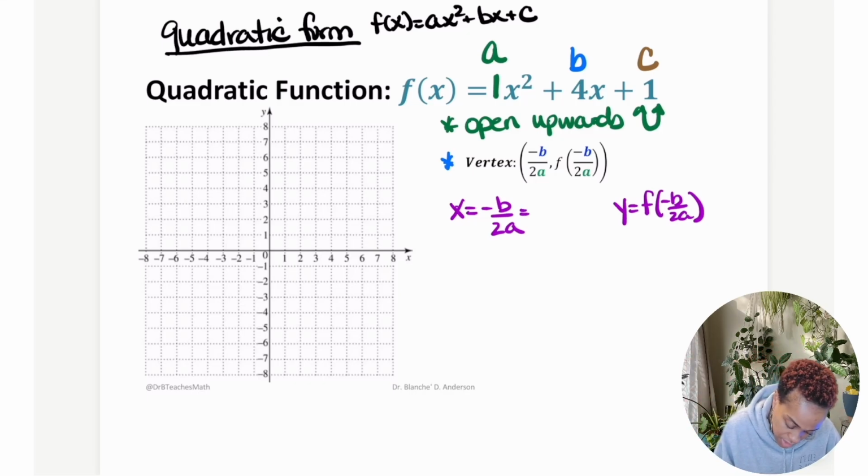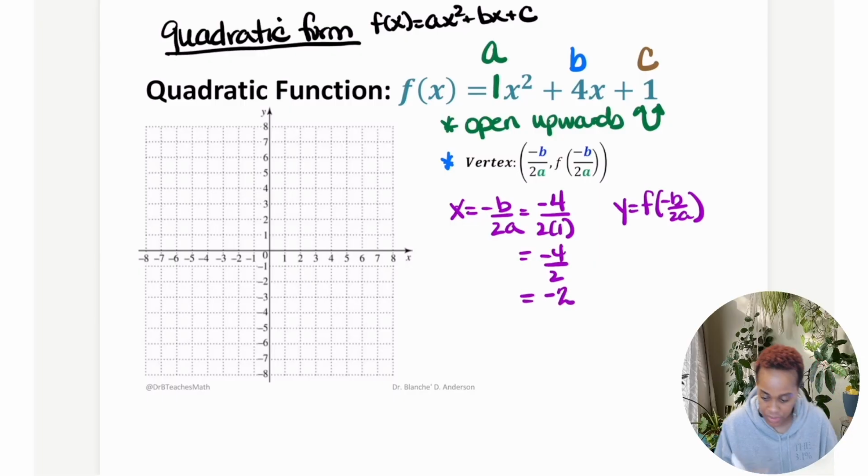So that's going to be what? Negative 4 divided by 2 times 1. Y'all see that? Negative 4, because that's the b, and that's the a. So then that gives me negative 4 divided by 2, which is going to be what? Negative 2. Okay, cool beans. And then now we have to find the y, which is going to be f at negative 2. Y'all see that? F at negative 2, because that was the x value. What that means is you have to take the quadratic formula and substitute negative 2 into every x.